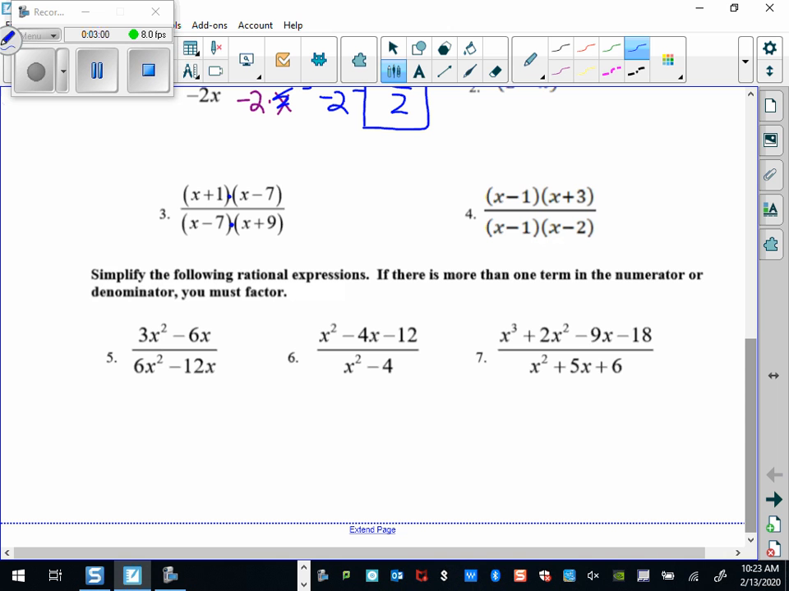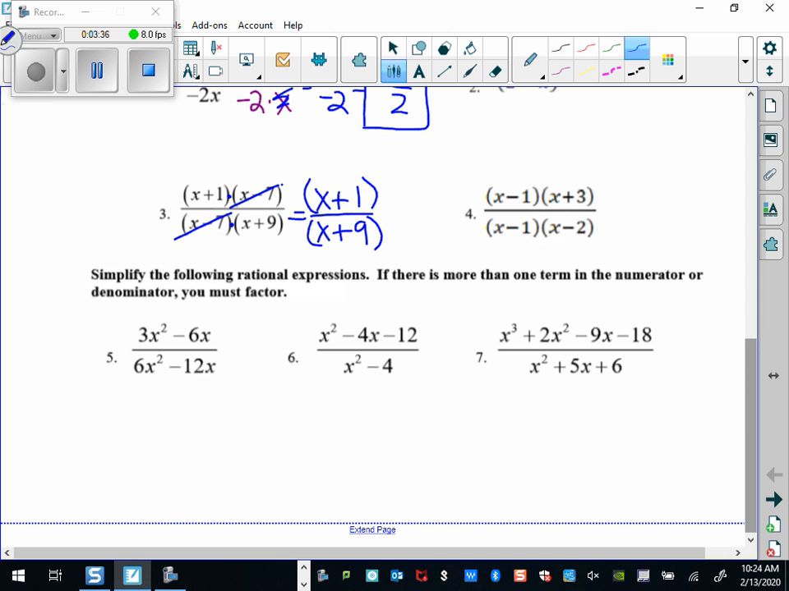So what can I cancel here? The x minus 7s. So my answer, if I multiply straight across, is x plus 1 over x plus 9. Now, can I cancel the x's? Are these separated by multiplication? No, they are separated by addition. So they are not factors. These are terms. This entire thing is a factor. To cancel it, I have to have the exact same thing on the top or the bottom. Do I have that? No. And so you can't cancel that.